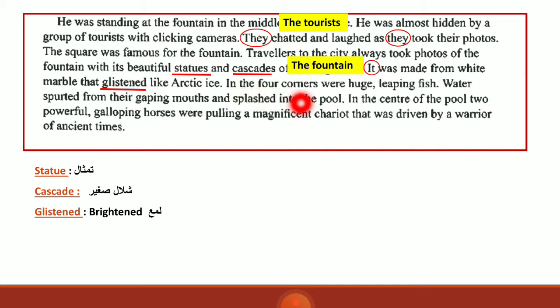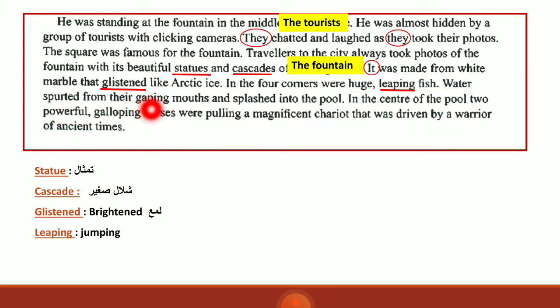In the four corners were huge leaping fish. In the four corners بالزوايا الأربعة هاي النافورة there were huge leaping fish. Leaping fish means jumping fish. بمعنى إنه بالزوايا الأربعة كان في عندي أسماك أو أربع أسماك قافزة وهون إحنا بنحكي سابع عن تماثيل، بمعنى إنه أنا بالزوايا الأربعة للفاونتنز في عندي تماثيل أو أربع تماثيل على شكل أسماك قافزة. So we have in the four corners huge leaping fish.